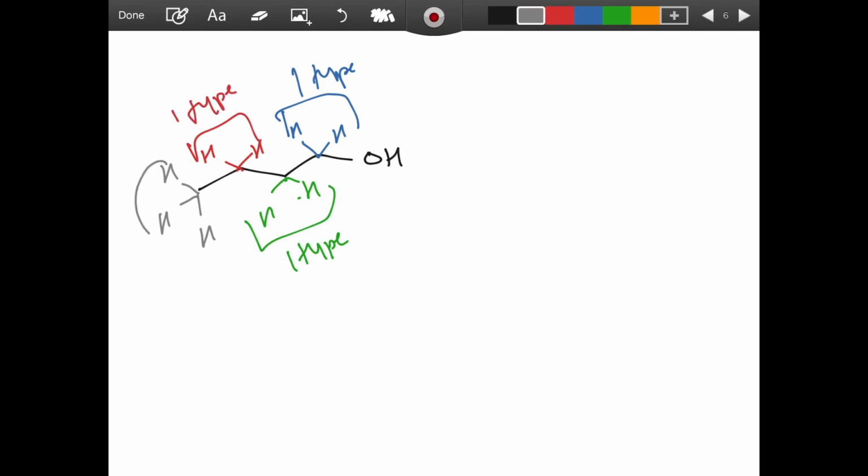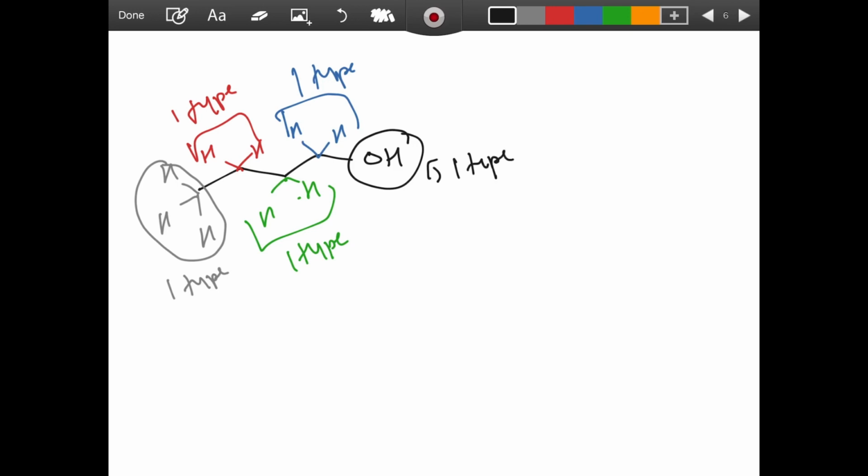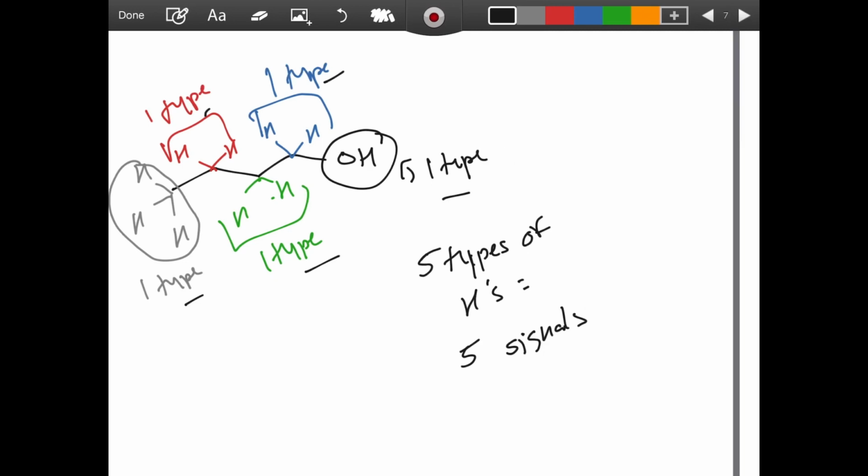And then the gray hydrogens are going to be a type. And finally, the OH, this hydrogen here, is an extra type. So we've got 1, 2, 3, 4, 5 types of H's. And that's going to equal 5 signals in my NMR. So when I look at my NMR, I should have 5 signals if I had this molecule.